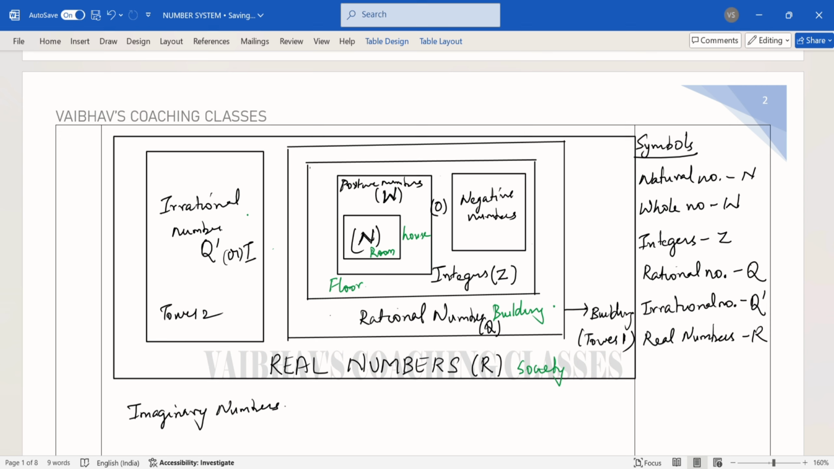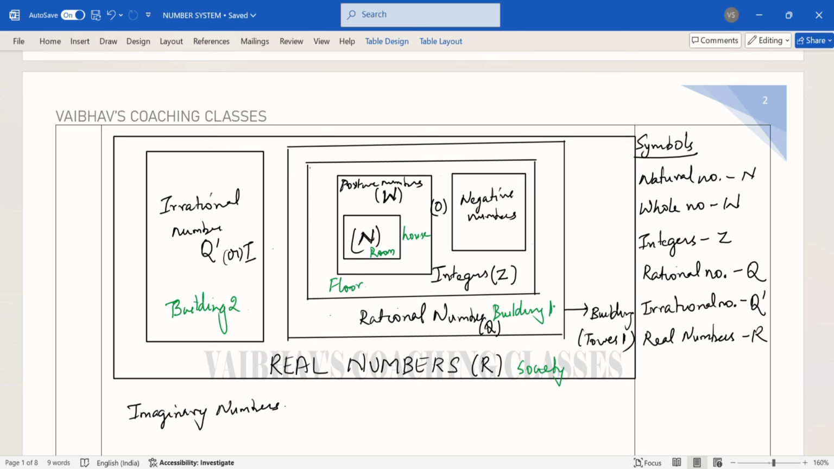And this tower is the next building, tower 2. I'll just write this with green color. Erase this and write this with green color. Tower 2 or building 2. Let me mention rational numbers to be building 1 and this to be building 2.